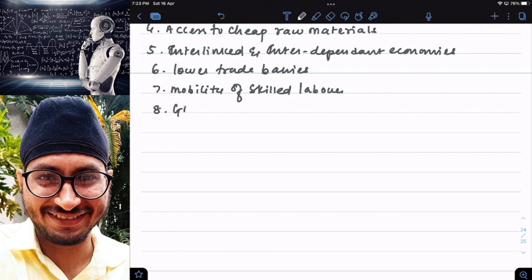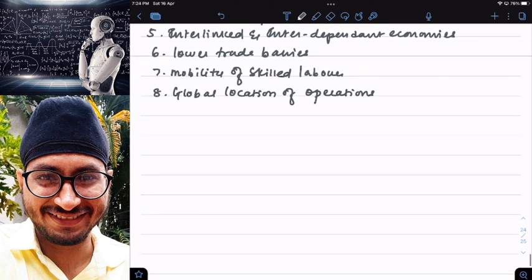Then, global location of operations. I don't want to be dependent on only one country. I will manufacture my goods in India also. I will manufacture in China also, in Russia also, in Pakistan also. I want a global location. Then infrastructure. If I feel that infrastructure in my home country is not good, I will go and start my business in a country where infrastructure is very good. That is one more reason.